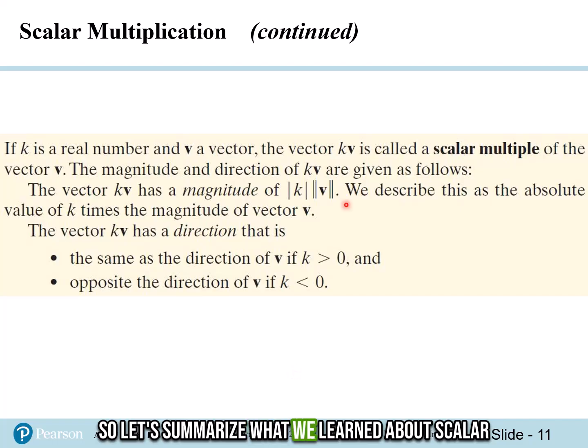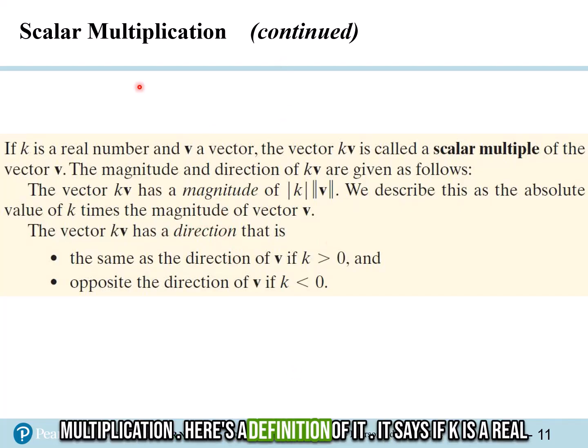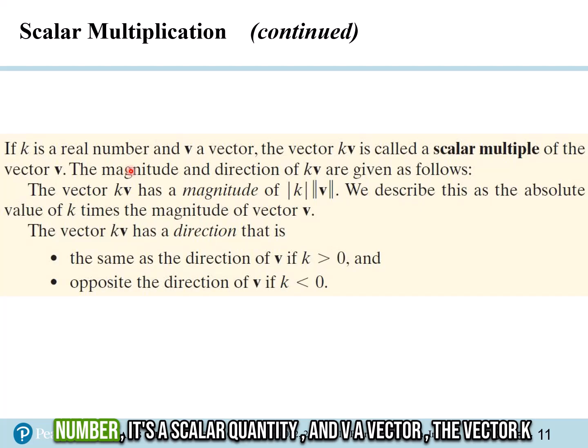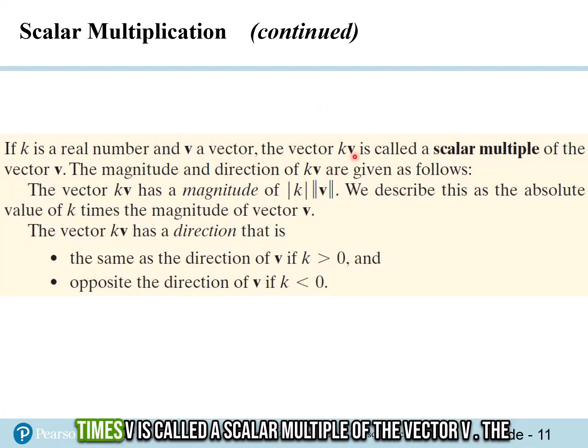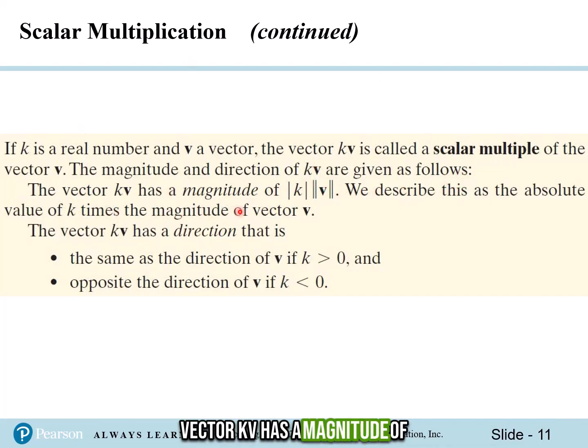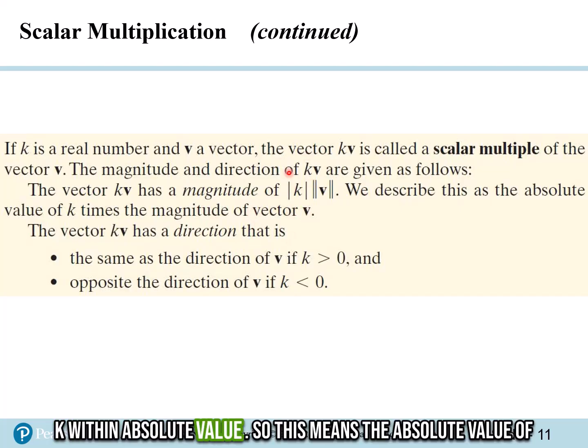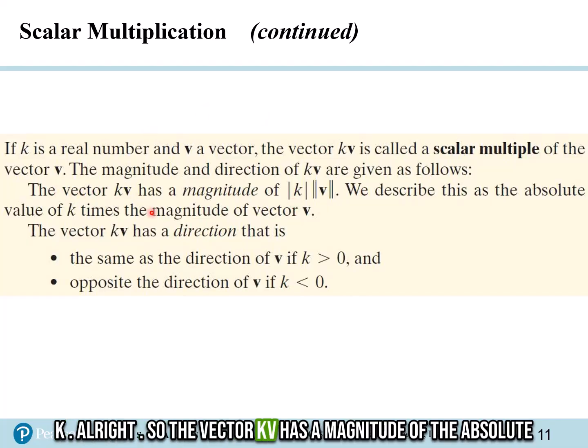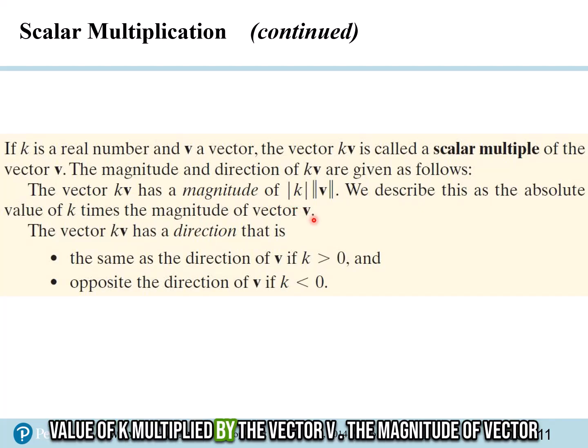So let's summarize what we learned about scalar multiplication. Here's a definition of it. It says if k is a real number, it's a scalar quantity, and v a vector, the vector k times v is called a scalar multiple of the vector v. The magnitude and direction of k times v are given as follows. The vector kv has a magnitude of k within absolute value. So this means the absolute value of k, all right? So the vector kv has a magnitude of the absolute value of k multiplied by the vector v, the magnitude of vector v.